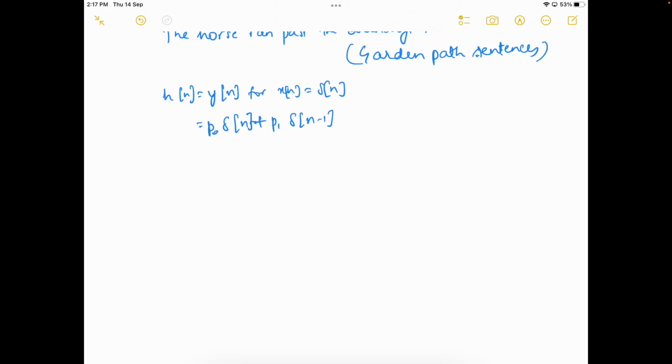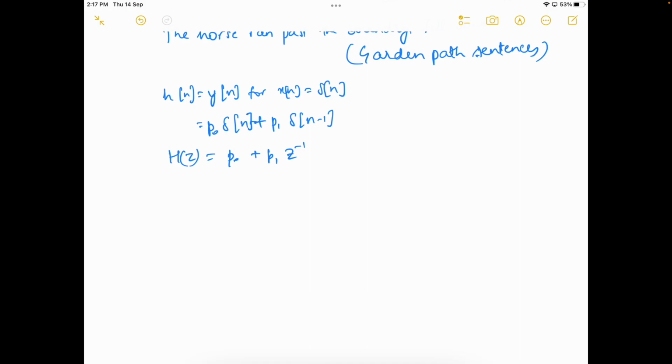Now, what is the Fourier transform? Generally, whenever we have such systems, it's very easy to write the Z transform. So what is my H of Z? P naught plus P1 Z inverse. Very easy to write the Z transform of this equation.